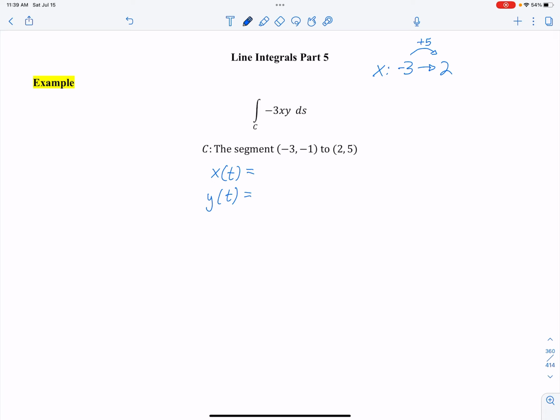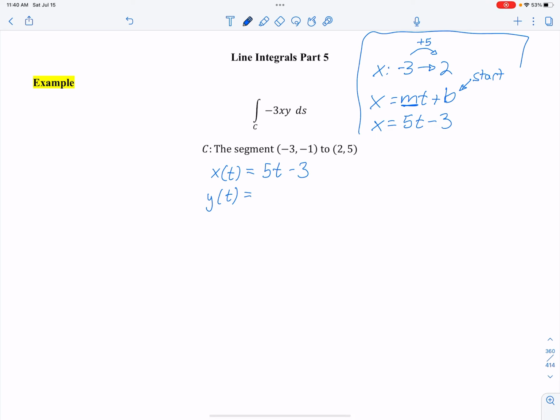So how we're going to write this is going to be 5t, because that's the growth, and then I'm going to put a -3. Notice I just did y equals mx plus b. But instead of doing y and x, we are doing x and t. So x equals the slope, how far it goes, is 5t, and then b is just your starting. Well, it started at -3. So I'm going to put a -3. Okay, that's x.